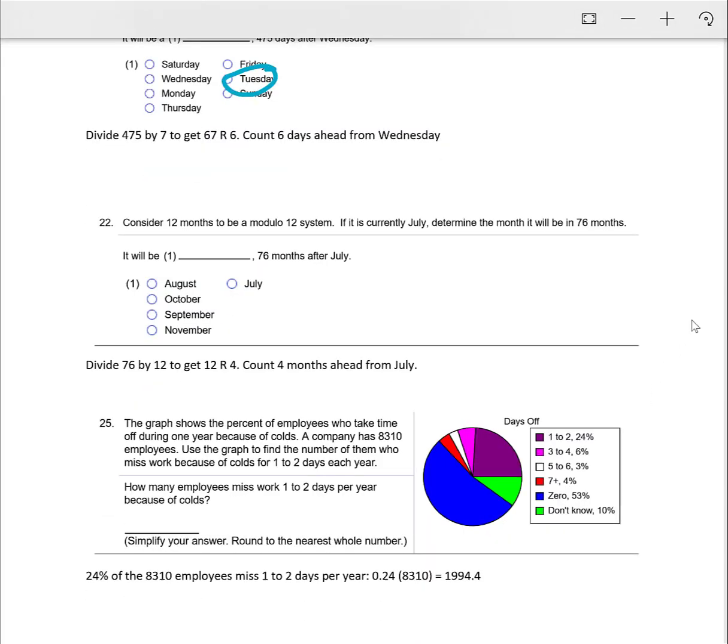And let's stay over here. So we're going to be in a modulo 12 system on the months of the year, and we want to know where we will be in 76 months if it's currently July. So take 76 and divide by 12. You get 6 remainder 4. Count 4 months ahead from July. That would be August, September, October, and it would go up to November.